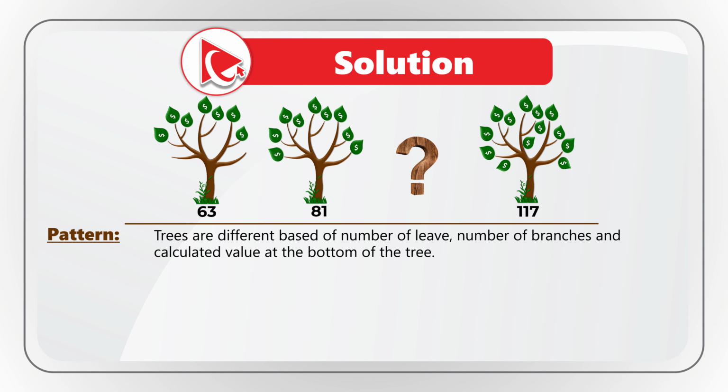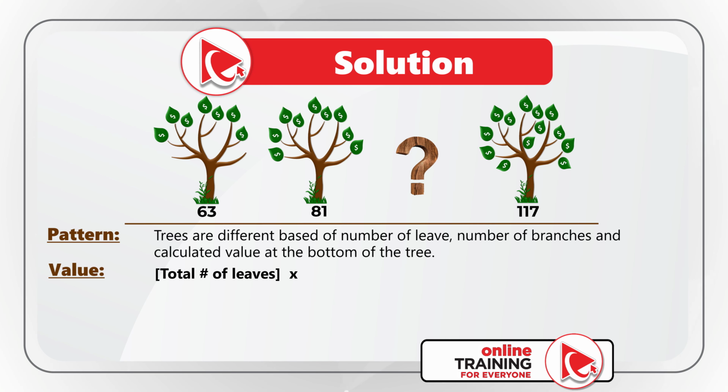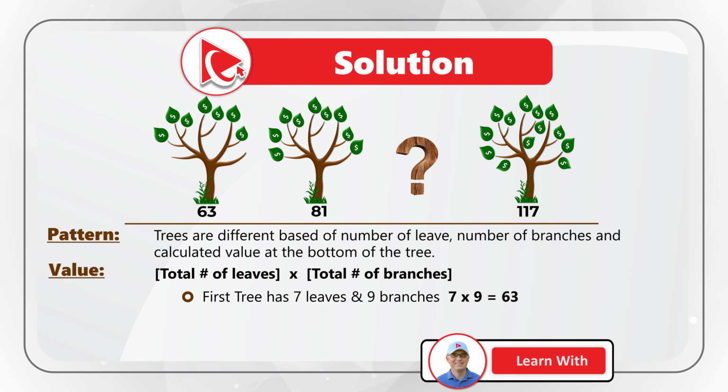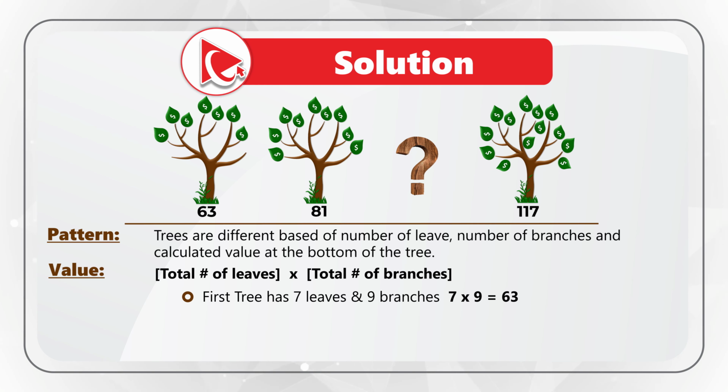And to calculate the value, you need to multiply total number of leaves by total number of branches on the tree. For example, first tree has 7 leaves and 9 branches, and the number at the bottom is calculated as 7 by 9 equals 63. Second tree has 9 leaves and 9 branches, and 9 multiplied by 9 equals 81.